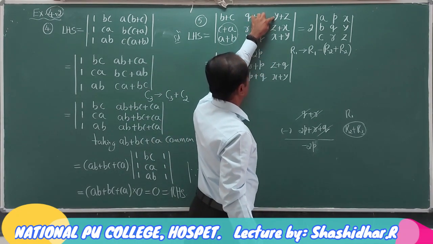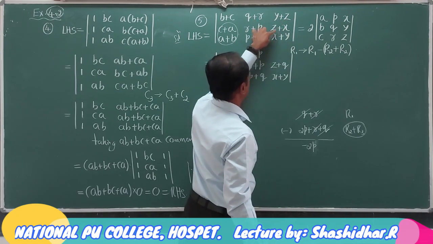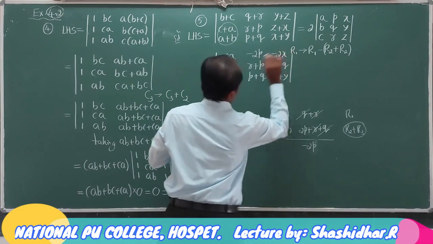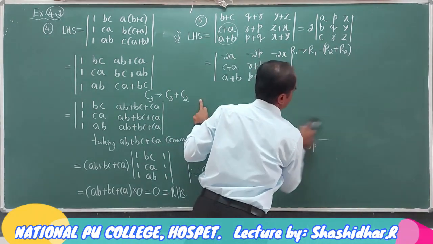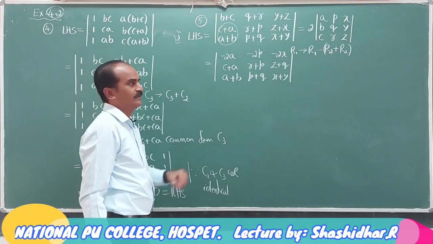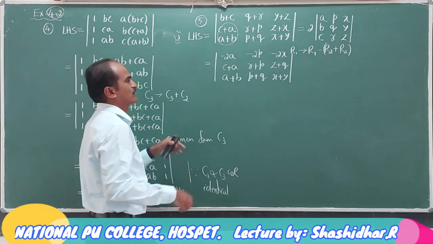Similarly, in y plus z, I had to subtract the sum of these two. Y cancels, z cancels, minus x becomes minus 2x. So this is the determinant we get. Now, is there anything common in the first row? Yes, they are all multiples of minus 2. I will take that minus 2 common.